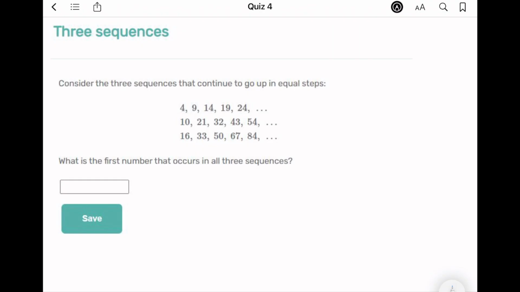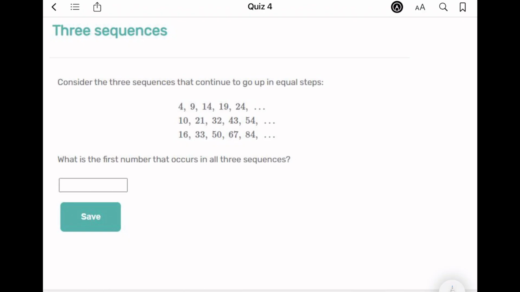Consider the three sequences that continue to go up in equal steps. The question is, what is the first number that occurs in all three sequences? Let's find the pattern for each sequence. For the first sequence, we can see that the last digit must be either 4 or 9.